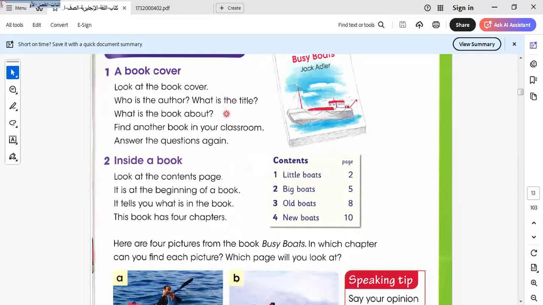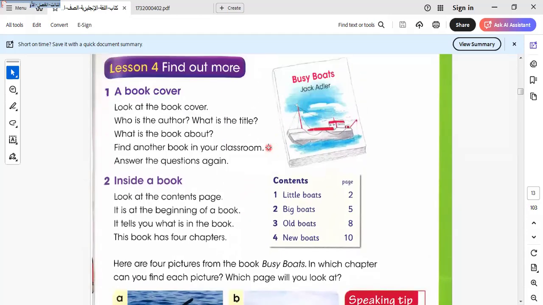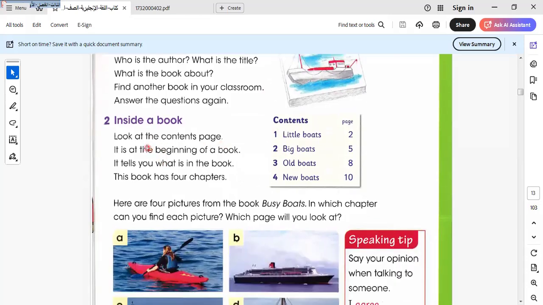Okay, find another book in your classroom and answer the questions again. So here we give you a question about this book. In the classroom, we take a book and write the details about it, like the author, the title, and what the book is about. For example, a book about adventures, or about fish, or about animals, or about deserts. All this can be seen in books.